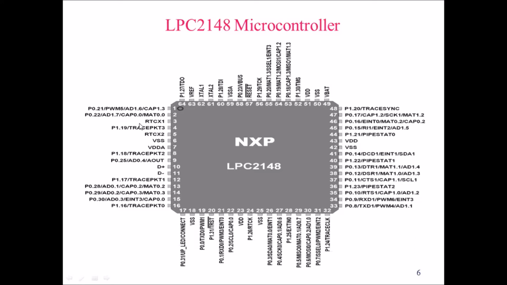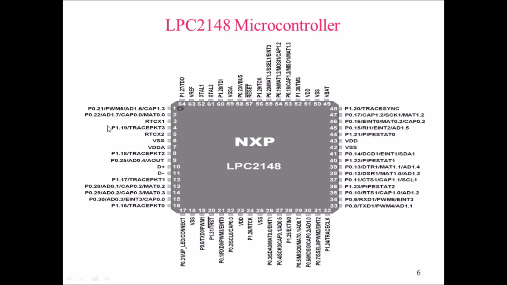There can be a single function or more than a single function. We have multiple functions associated to each and every pin on this microcontroller. Each and every function is separated by a slash. Here you can see, for example, I will take up the second pin. In this second pin, there are four functions. One is port 0.22, one is AD 1.7, another one is CAP 0.0, and the fourth function is MAT 0.0.